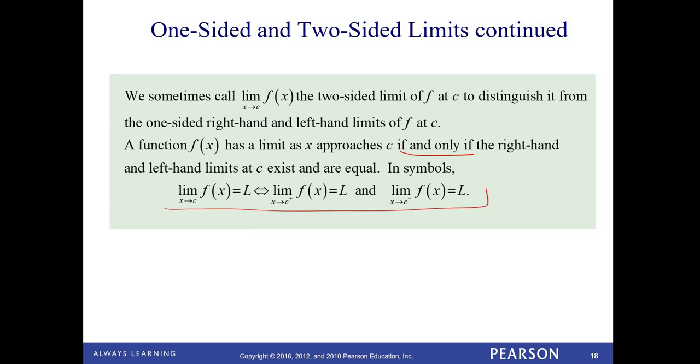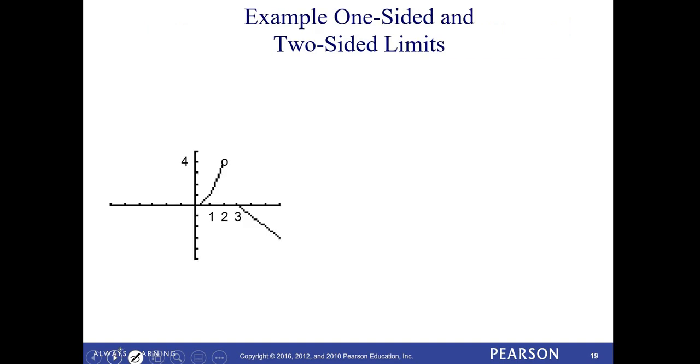So write this down and we will work on this together. The limit as x approaches c of f of x equals L if and only if, that's what this means, the limit as x approaches c from the right of f of x is L, and the limit as x approaches c from the left is L. Now let's look at some things and tie this together.